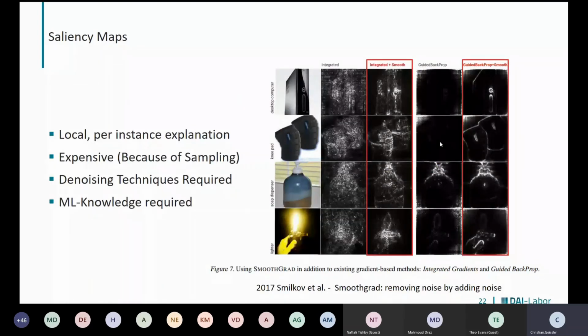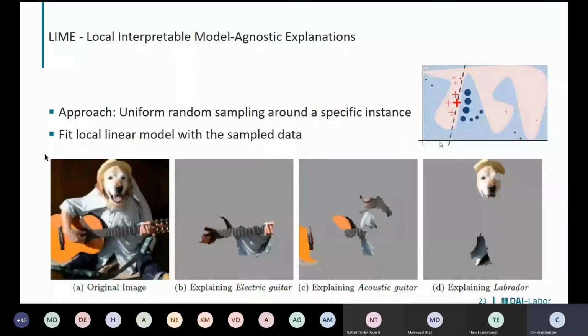The second way to explain something is saliency maps. This is quite expensive because it's model agnostic, meaning that it only takes the input and the output and access to the model in the way that it samples random vectors from the instance that you want to investigate, and then looks at the output and how much it changes. And because of the sampling, it's of course quite expensive, and denoising techniques are required to get a better picture here. And the problem for all of these approaches is that you need some kind of machine learning background to interpret what you see.